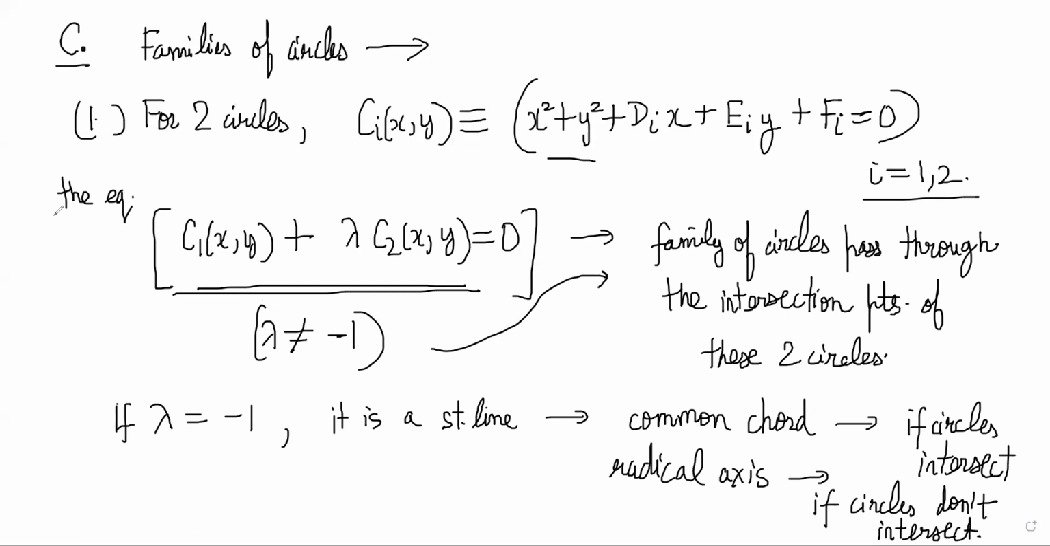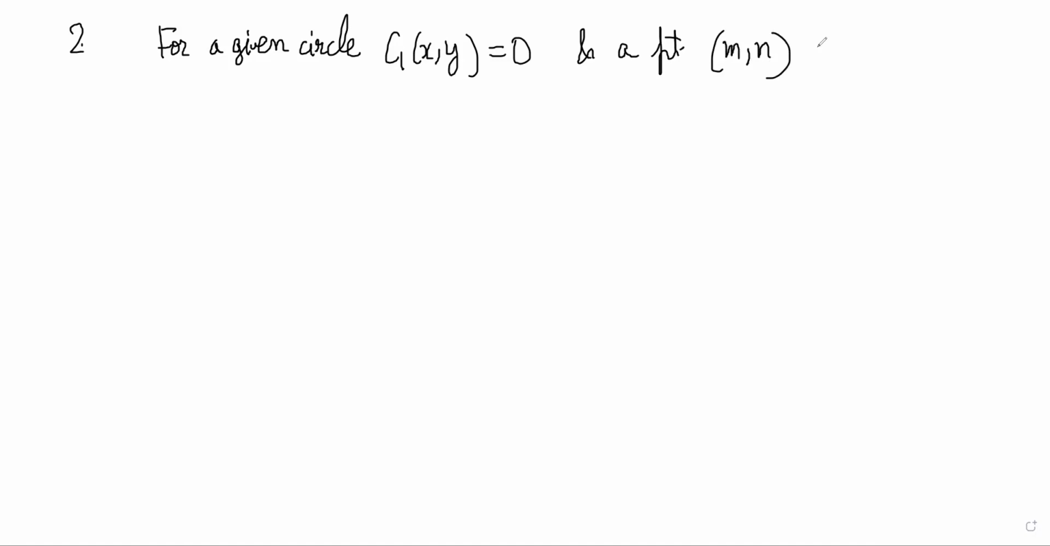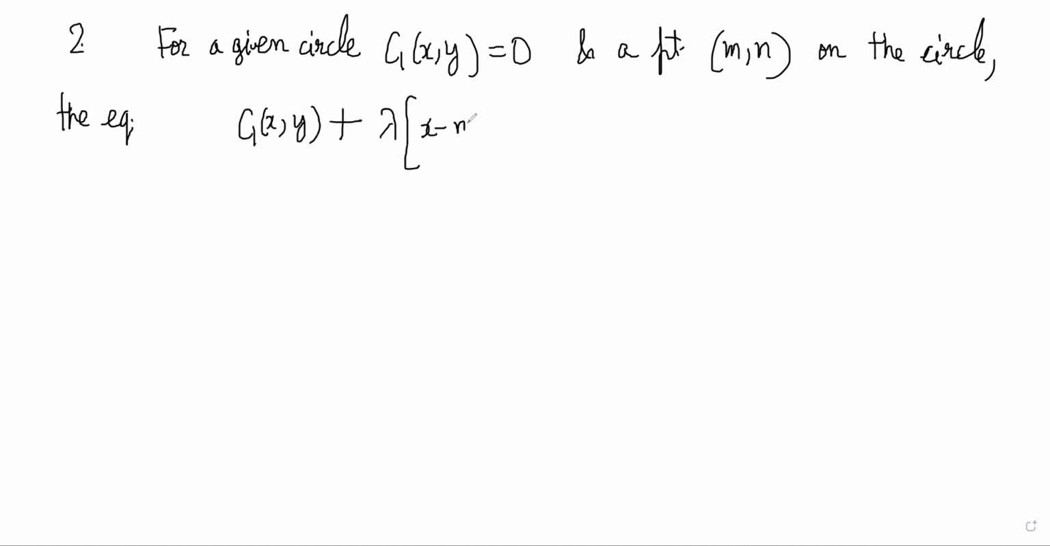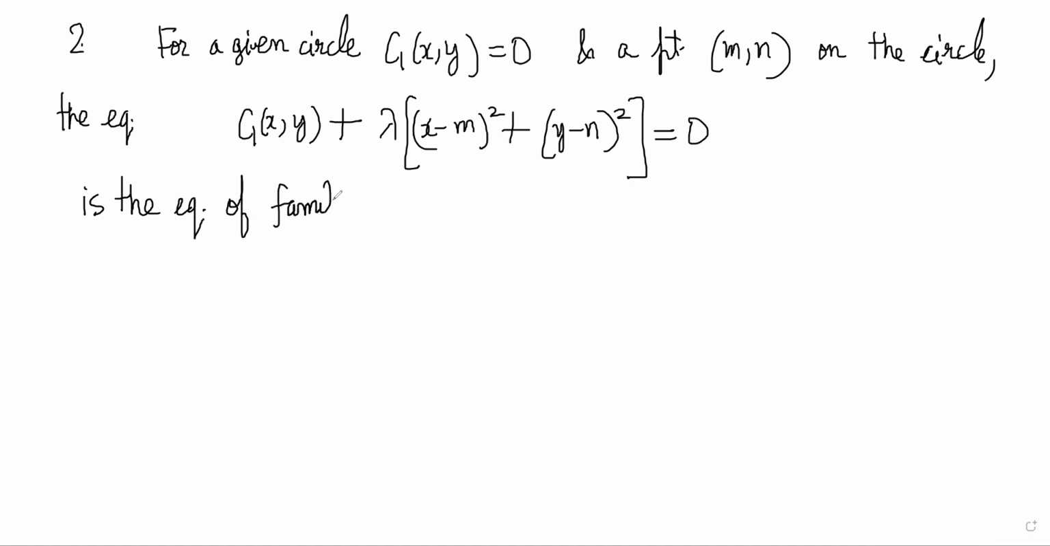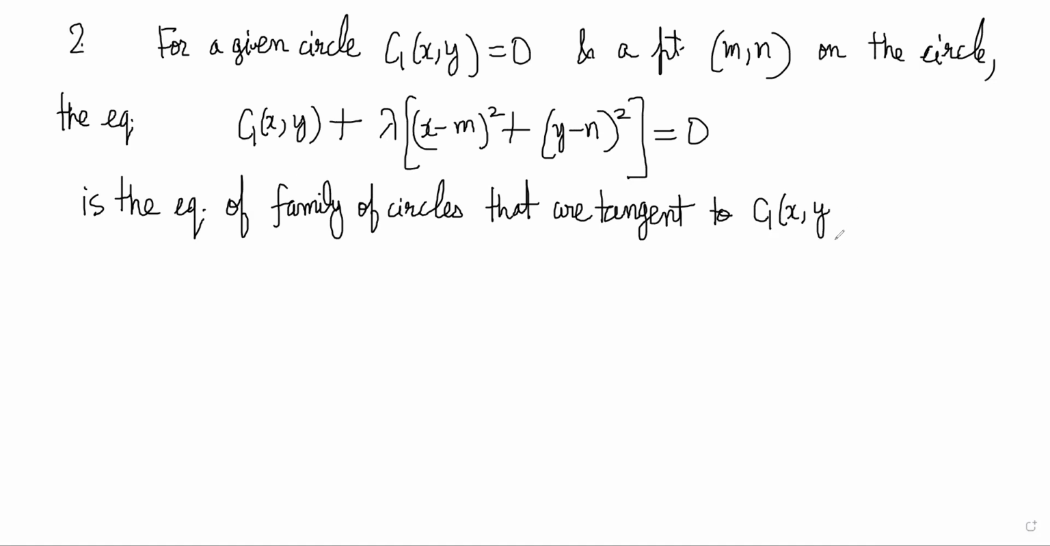Let's look at the next type here. For a given circle, C1(x,y) equal to 0 and a point (m,n) on the circle, the equation C1(x,y) plus lambda times (x minus m) whole square plus (y minus n) whole square equal to 0 is the equation of all possible circles, the family of circles, that are tangent to C1(x,y) at the point (m,n).